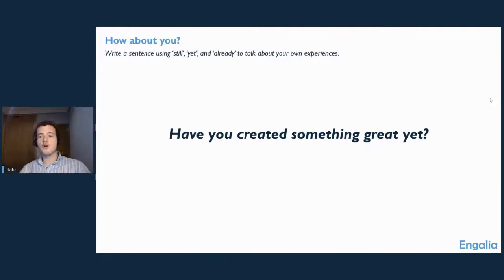The second one here, have you created something great? Have you written a book? Have you built a business? Have you created something? Have you made art? What have you created? This is another common bucket list item, to create something.